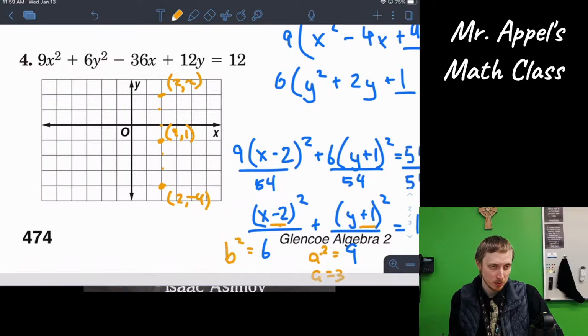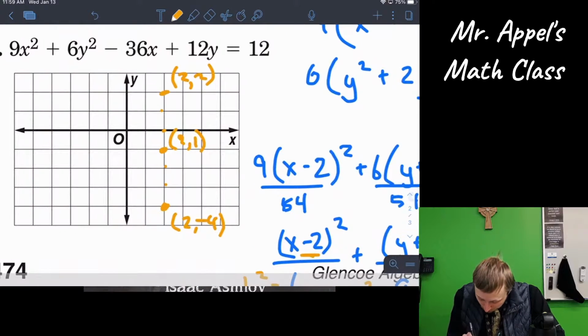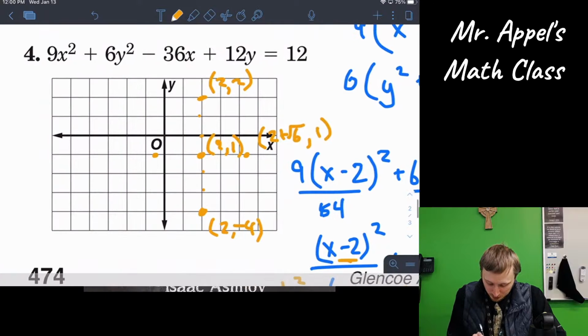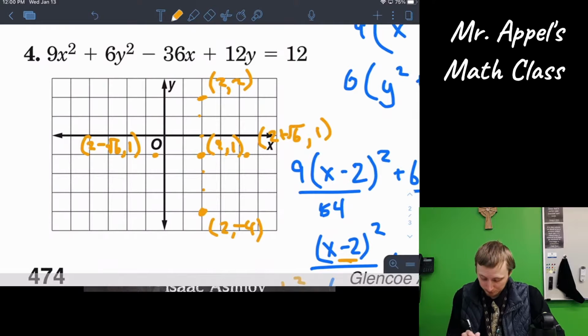which is more than 2, but less than 3. All right, so it's going to be awkwardly here-ish, right? Over 1, 2, not quite 3. Something there, right? This is going to be 2 plus square root of 6. You know what? We can write it just like that. That's fine. 2 plus root 6, comma 1. And this will be 2 minus root 6, comma 1. Totally acceptable.